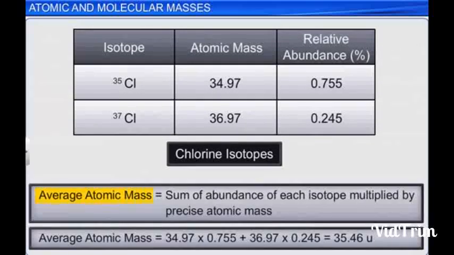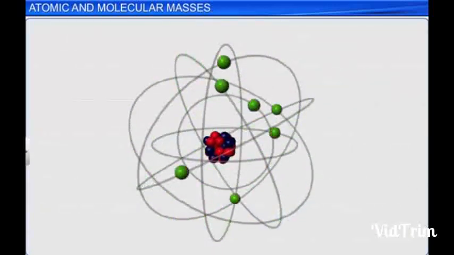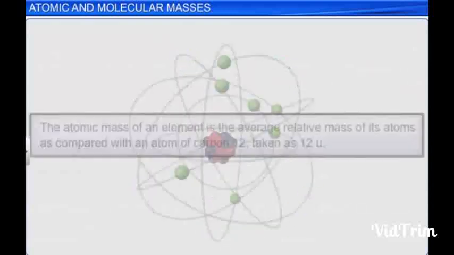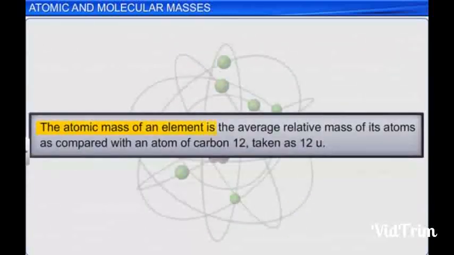Average atomic mass of an element is the sum of the abundance of each isotope multiplied by its precise atomic mass. Thus, the average atomic mass of chlorine is calculated as 35.46 U. Hence, the average atomic mass was redefined: the atomic mass of an element is the average relative mass of its atoms as compared with an atom of carbon-12 taken as 12 U.